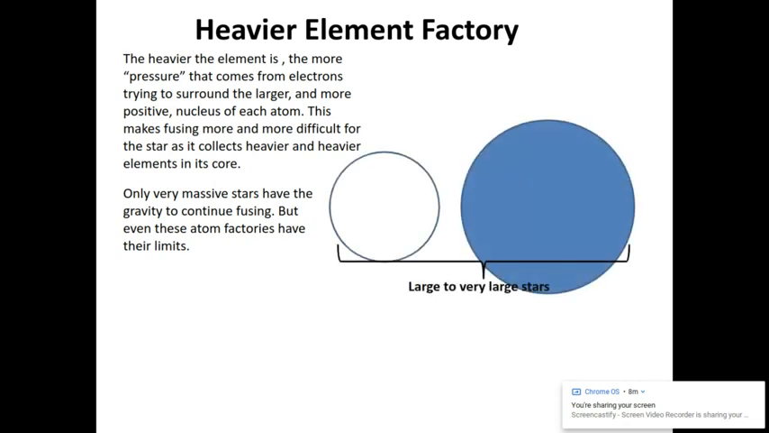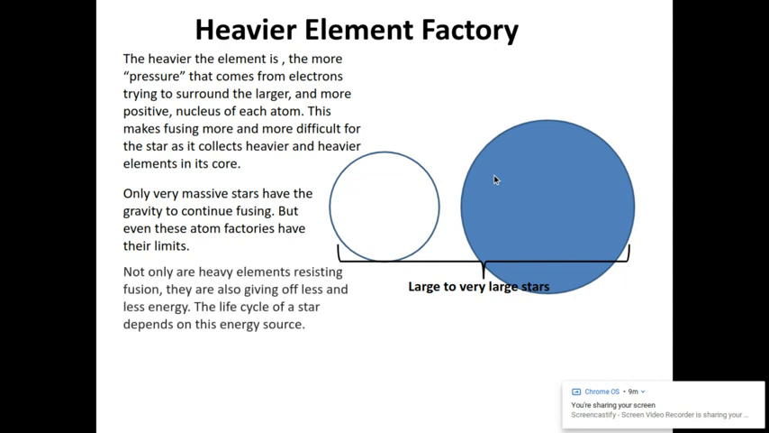So the heavier the element is, the more pressure that comes from the electrons trying to surround that larger nucleus. There's more of an electron shield. So this makes fusing more and more difficult for the star as it collects heavier and heavier elements in the core. Only very massive stars have the gravity to continue fusing. But even these atom factories have their limits.